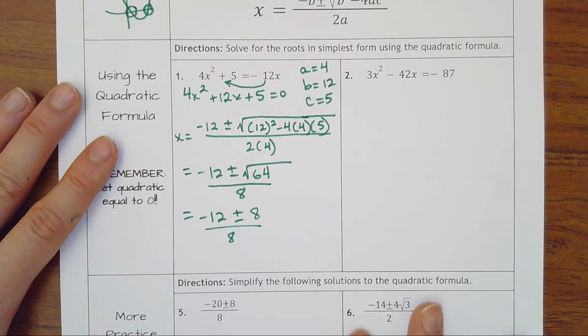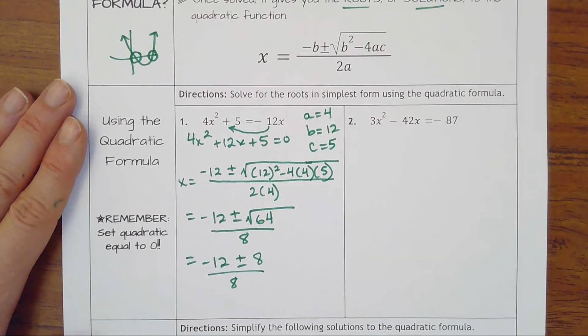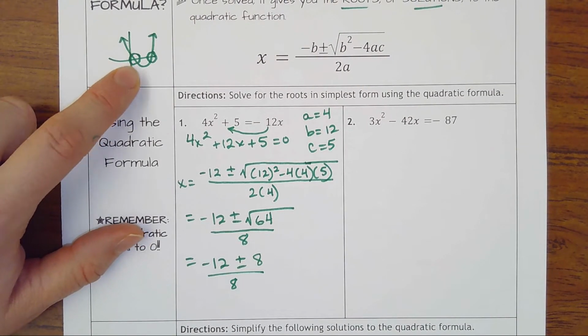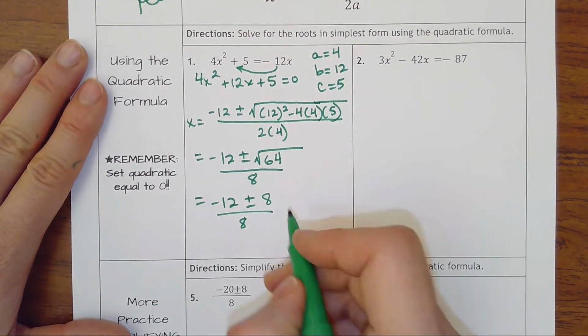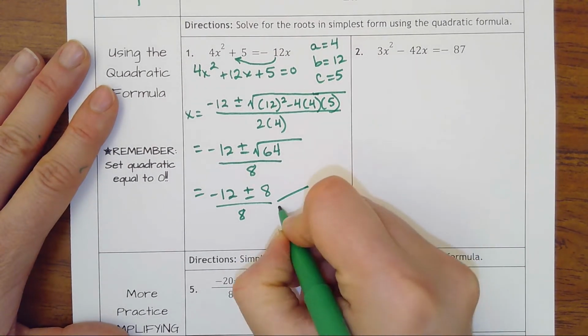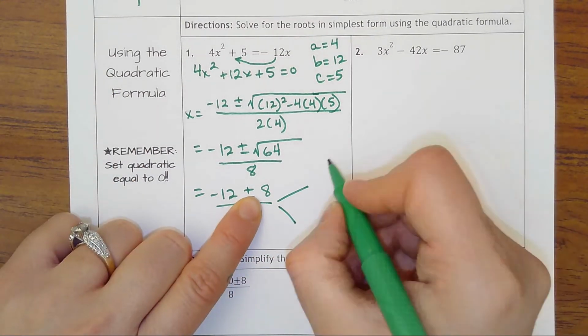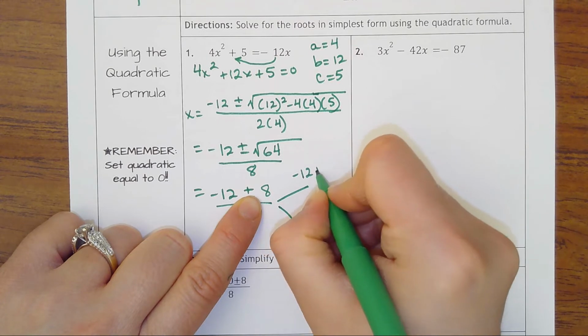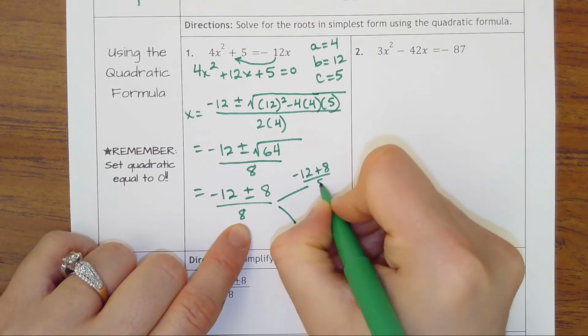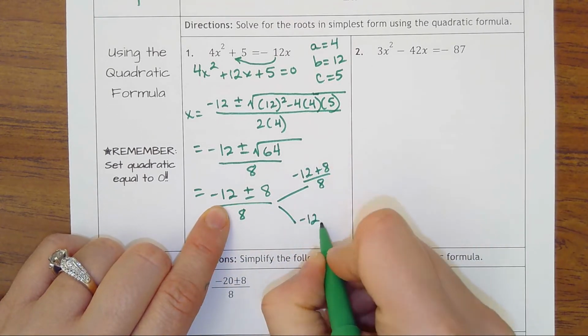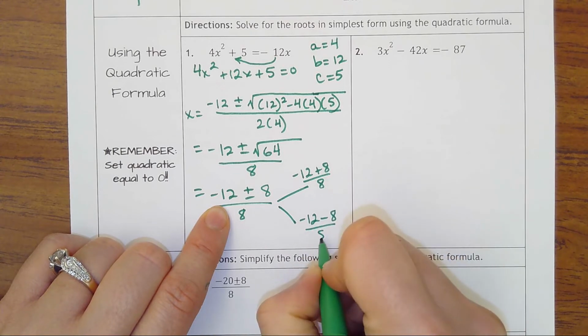What's happening is you should get two solutions most of the time because it's a quadratic which has symmetry. It usually goes through the x-axis twice. So you're going to get two answers here. One, I'm going to use the plus sign, so we have negative 12 plus 8 divided by 8. One's going to use the minus sign, negative 12 minus 8 divided by 8.